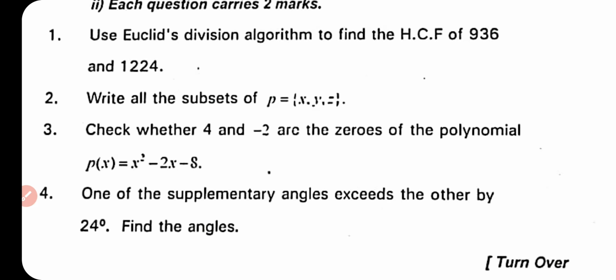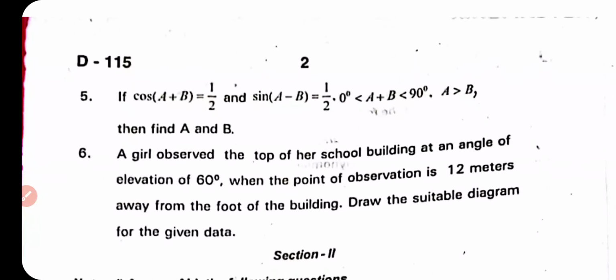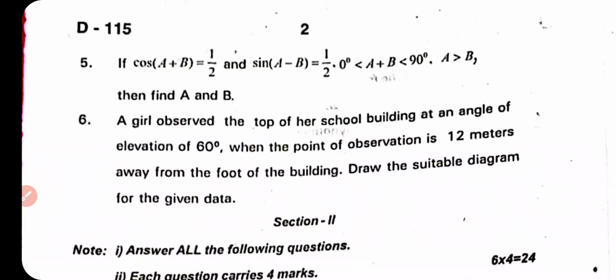Find the angles. Question number 5: if cos(A plus B) equal to 1 upon 2 and sin(A minus B) equal to 1 upon 2, 0 degree less than A plus B less than 90 degree, A greater than B, then find A and B.